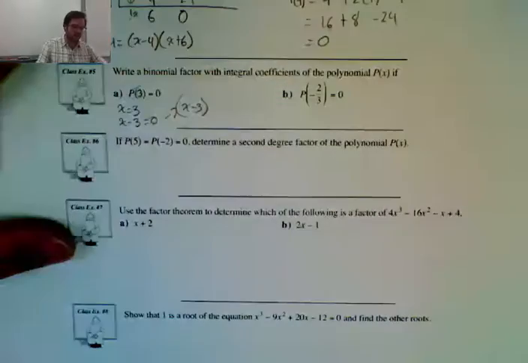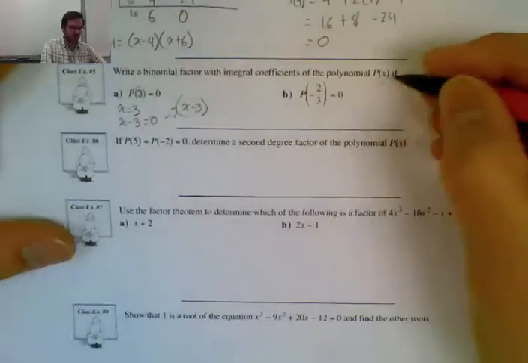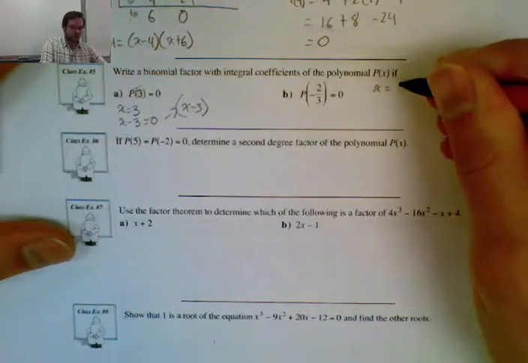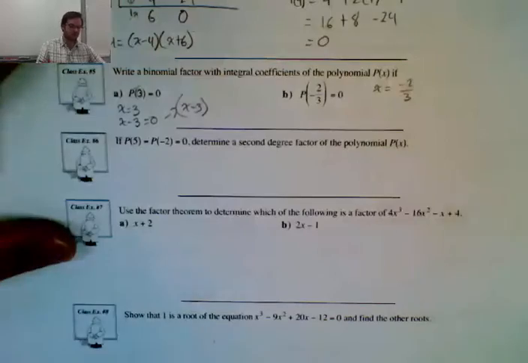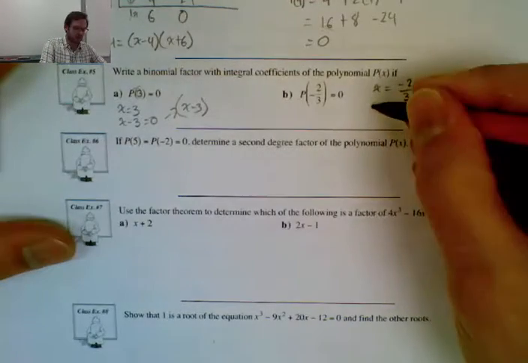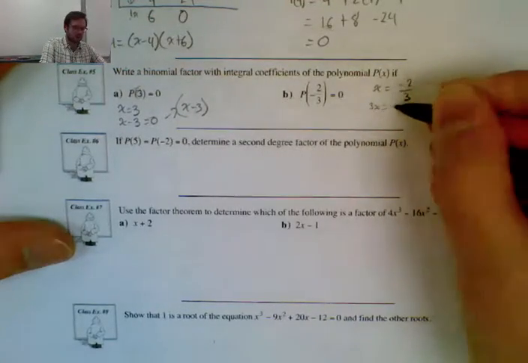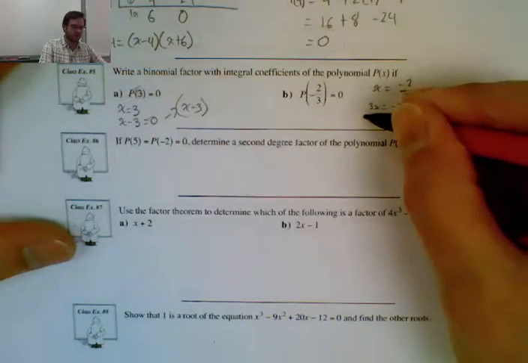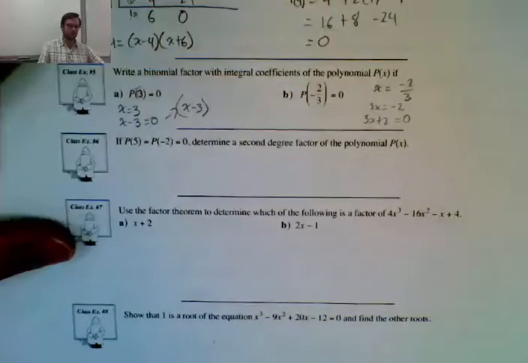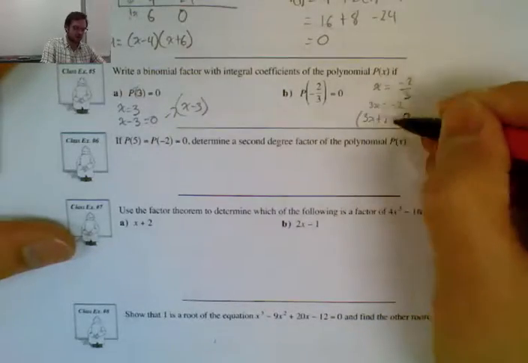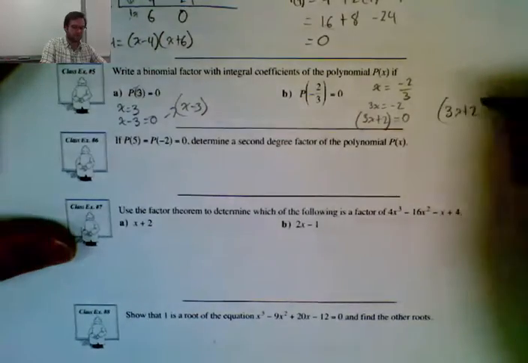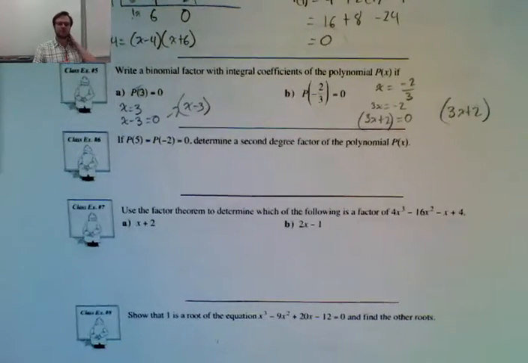Let's take a look at this next one. We're just going to do the same thing, kind of solve for it. So I have x is equal to negative 2 over 3. Solve for x. Well, multiply both sides by 3, so I get 3x is equal to negative 2. And then here I'm going to end up getting 3x plus 2 is equal to 0. And so this is my factor, so I know 3x plus 2 is a factor. Okay?